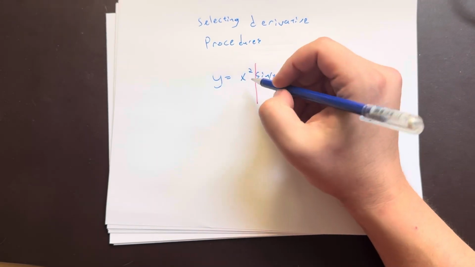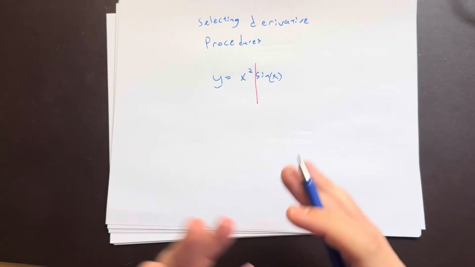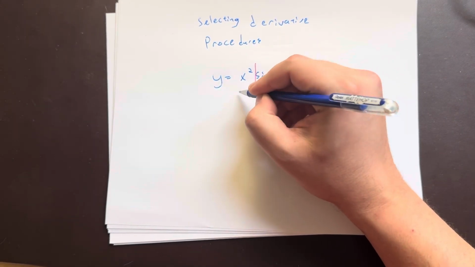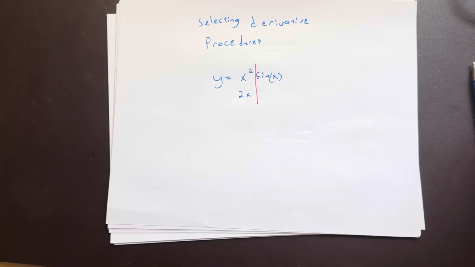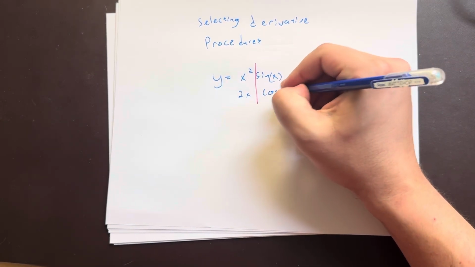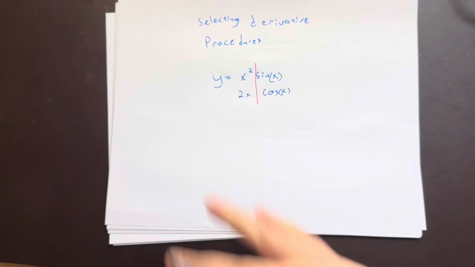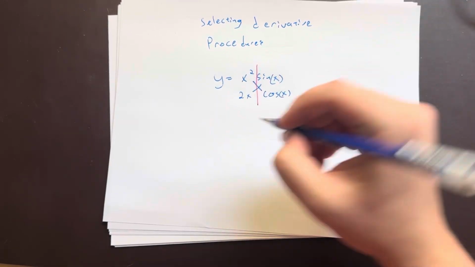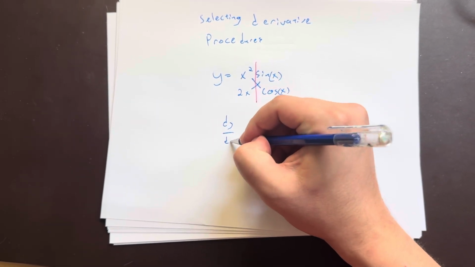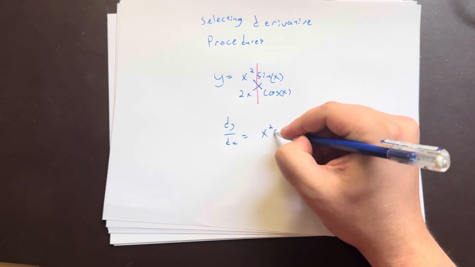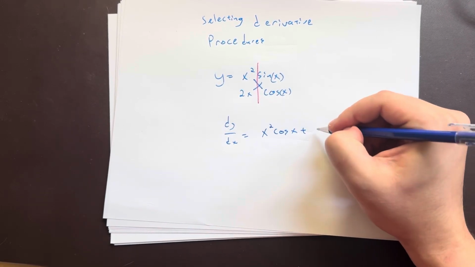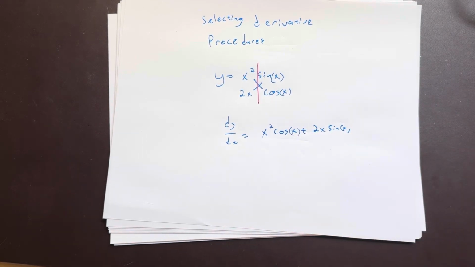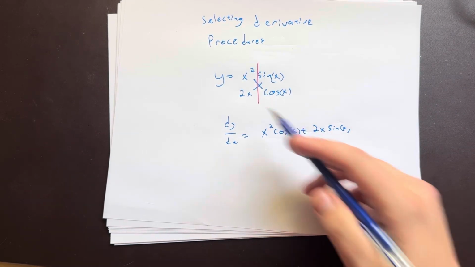So, we need to derive each part and then mix and match them correctly. So here I've got 2x. Derivative of sine x is cosine x. Right? Very, very easy, very peaceful, very demure. Now we mix and match. dy/dx equals x squared cosine x plus 2x sine x. Easy, right? A little bit of mix and match.